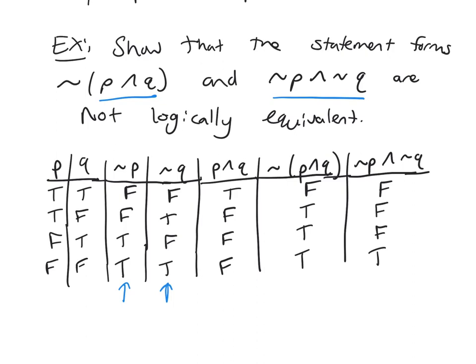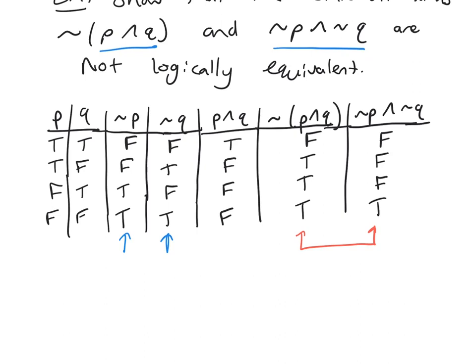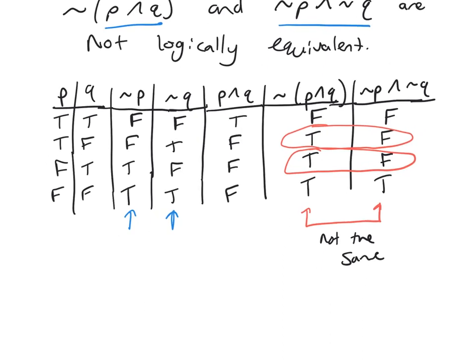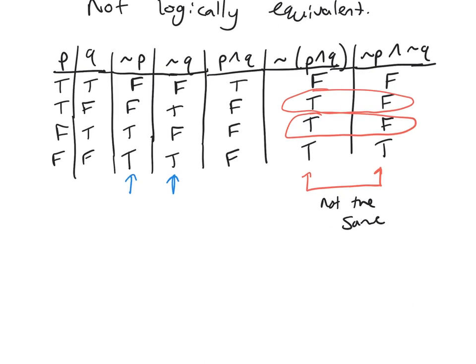And if you look across these last 2 columns here, these are not the same. And I'll circle row 2, they're not the same, and row 3, they're not the same. So one way you can show two statements are not logically equivalent is to show that when you make the truth tables, their columns are not identical. Okay? You have another option on how you show two statement forms are not logically equivalent.